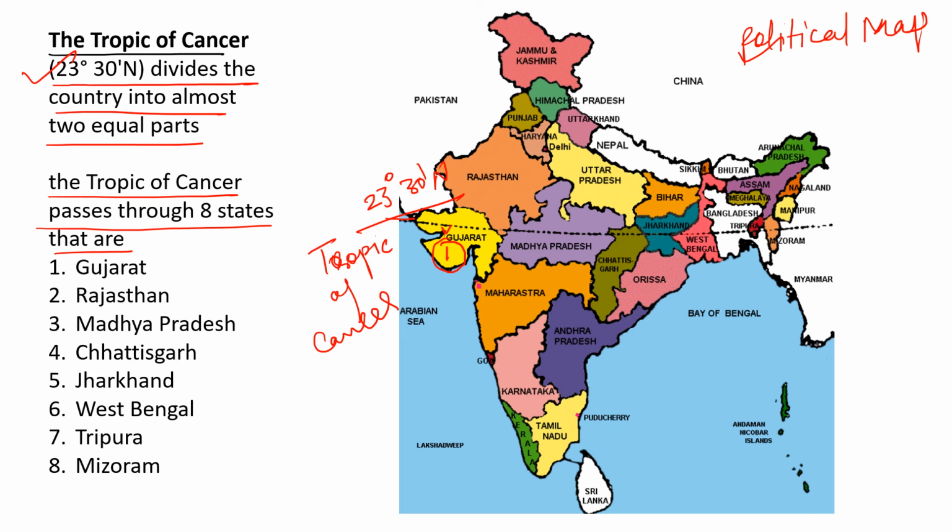So the first state is Gujarat, second is Rajasthan, third is Madhya Pradesh, fourth is Chhattisgarh, fifth is Jharkhand, sixth is West Bengal, seventh is Tripura, and eighth is Mizoram. So the Tropic of Cancer passes through the 8 states of India: Gujarat, Rajasthan, Madhya Pradesh, Chhattisgarh, Jharkhand, West Bengal, Tripura, and Mizoram.